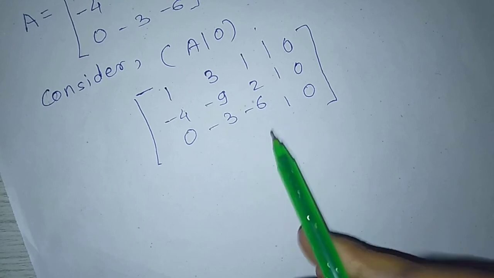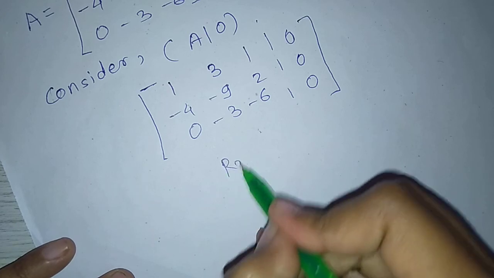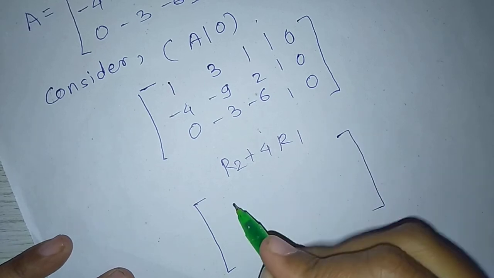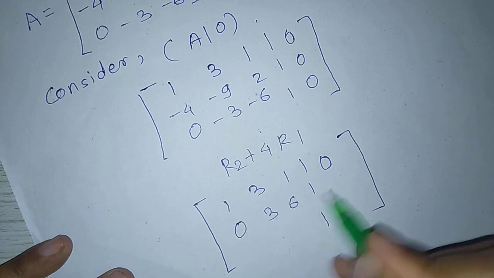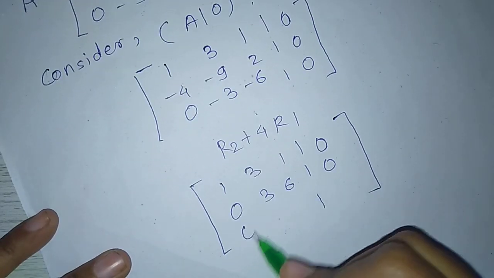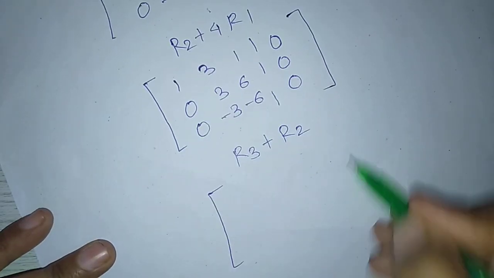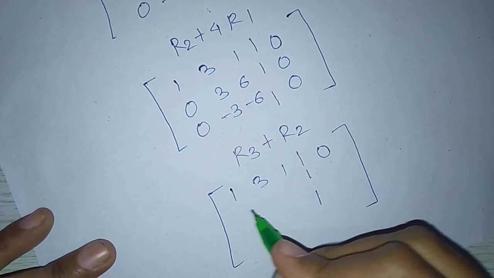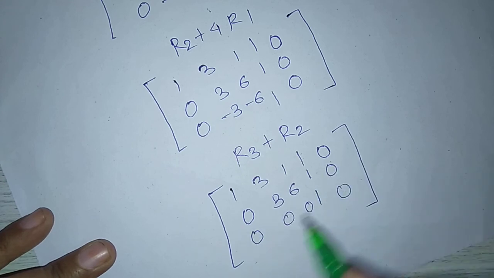Now reduce it into row echelon form by using row operations. First row operation is R2 plus 4 R1. The matrix becomes first row as it is, second row becomes 0, 3, 6, 0 and last row as it is, 0, minus 3, minus 6, 0. Next row operation is R3 plus R2. So the matrix becomes first two rows as they are, 1, 3, 1, 0, second row 0, 3, 6, 0, and last row becomes 0, 0, 0.